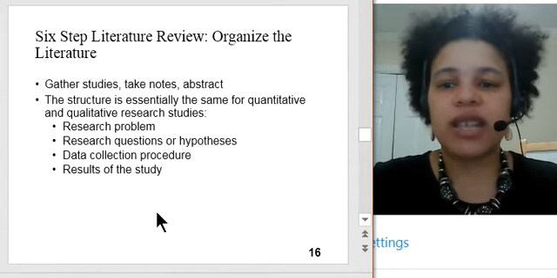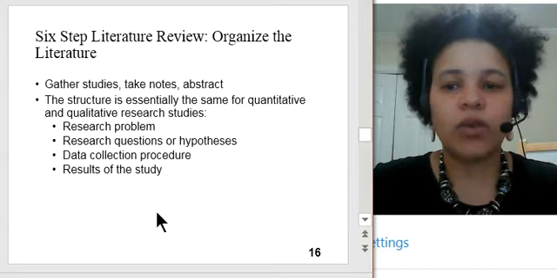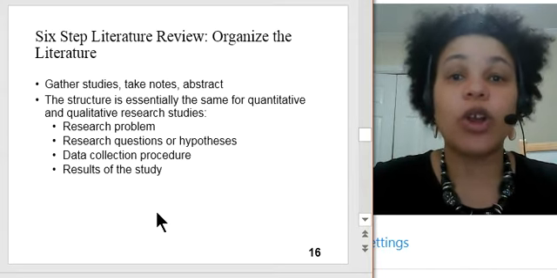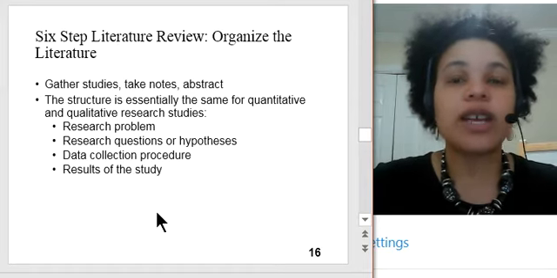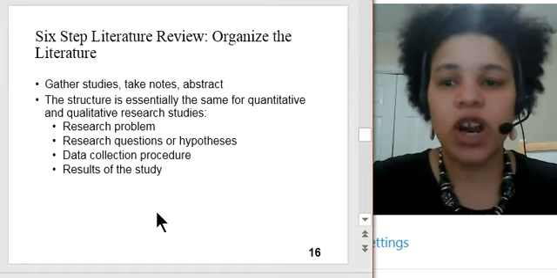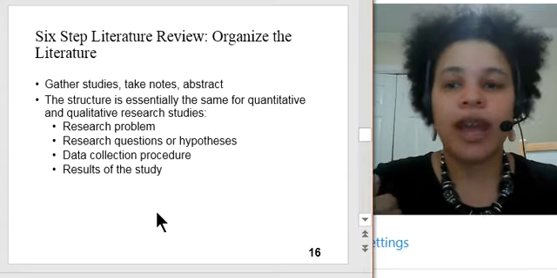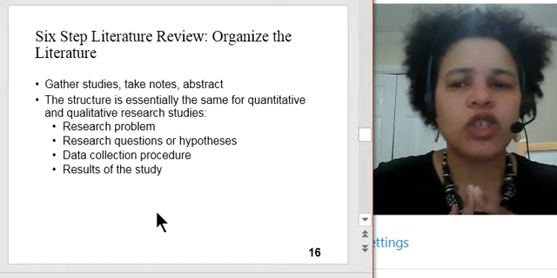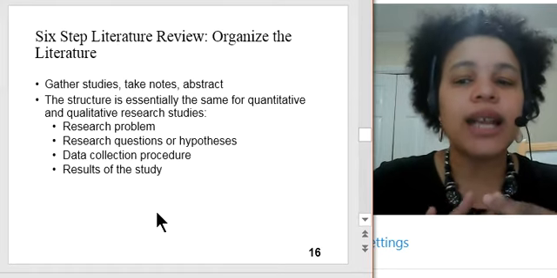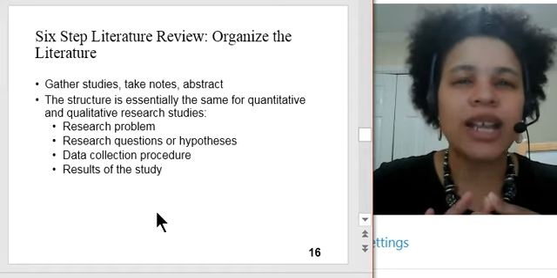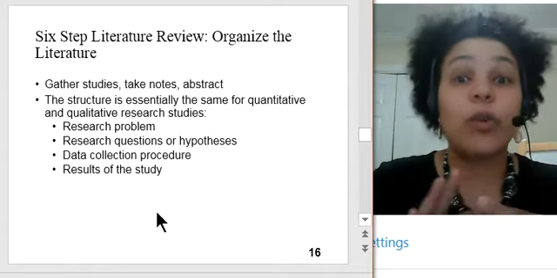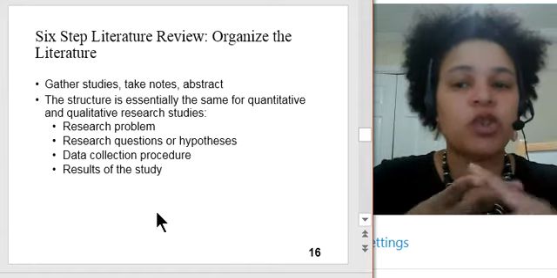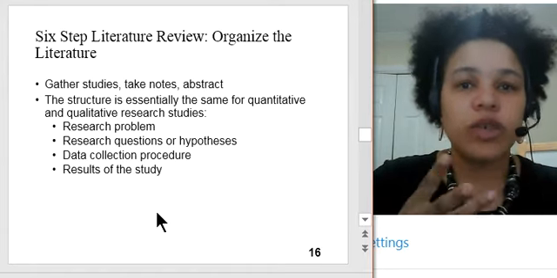The structure is essentially the same for quantitative and qualitative research studies when I'm organizing the literature and writing what we call an annotated bibliography. For an annotated bibliography of a particular article, I would want to know, okay, what's the main problem that they're exploring, or what are their research questions or hypotheses? What data collection procedure, basically, was it quantitative or qualitative? And then finally, what were their results? What did they find out? I'd be making note of basically three things: research question, methodology, results.